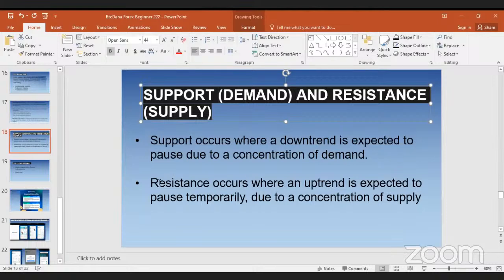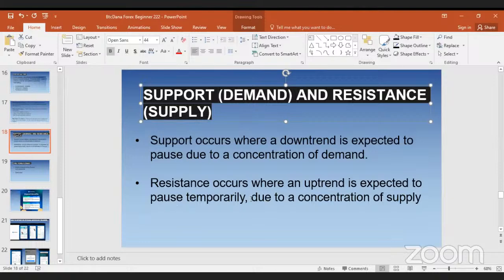Okay, then we have the resistance. The resistance occurs where an uptrend is expected to pause temporarily due to a concentration of supply. Okay, so it's just the opposite of what we've explained here. So in the resistance market, an uptrend is expected to make a temporary pause.